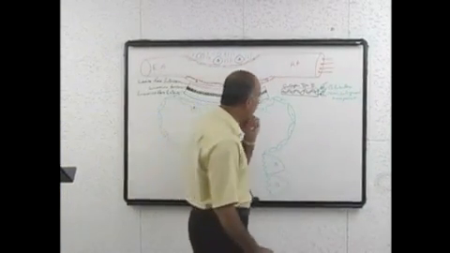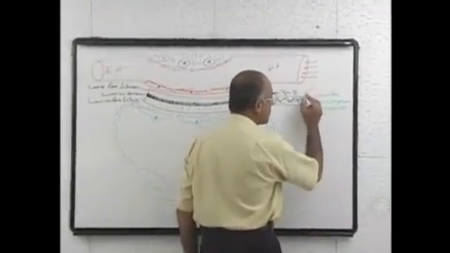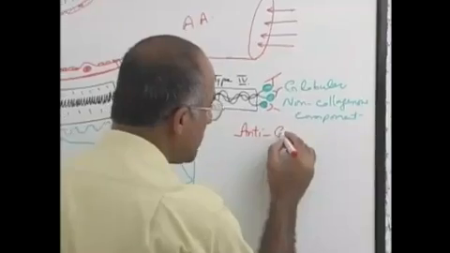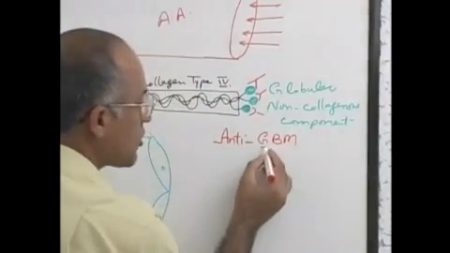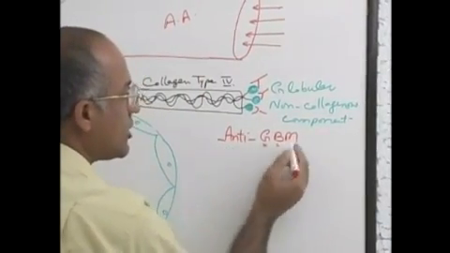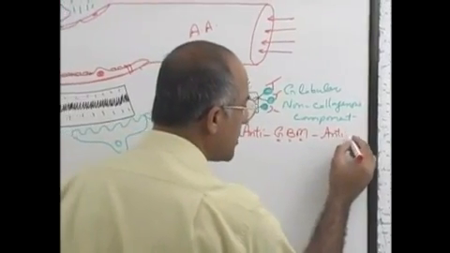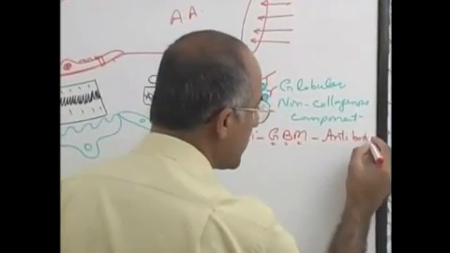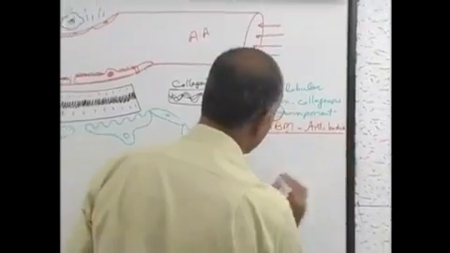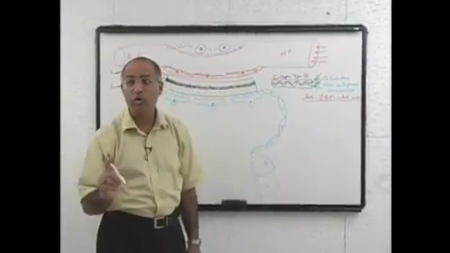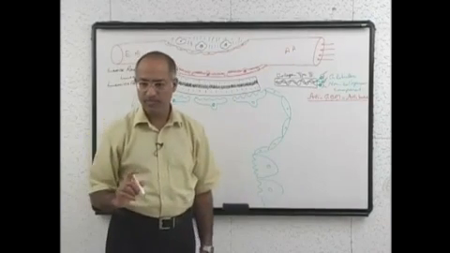And this whole situation is called anti-GBM. GBM is glomerular basement membrane. These antibodies are called anti-GBM antibodies, or we simply call it anti-GBM glomerulonephritis.